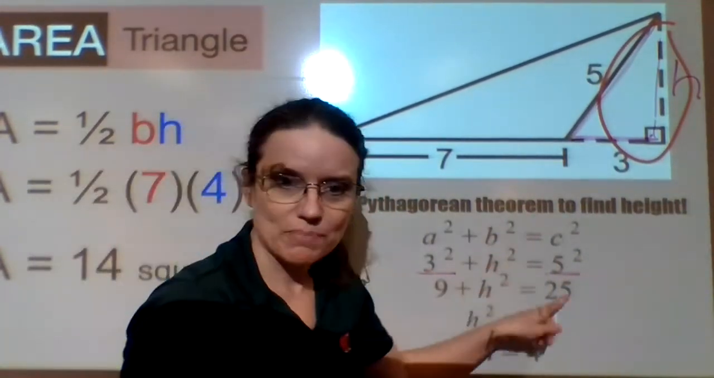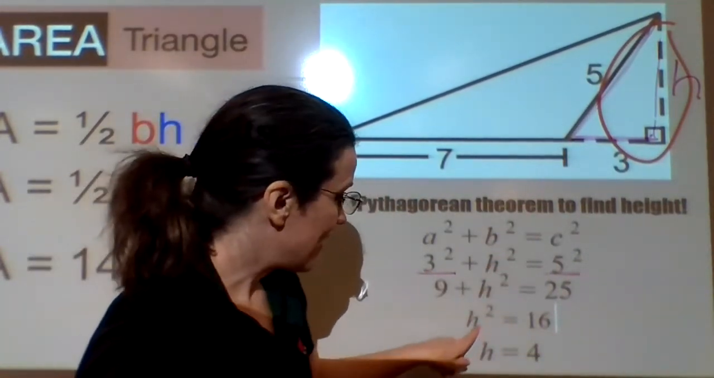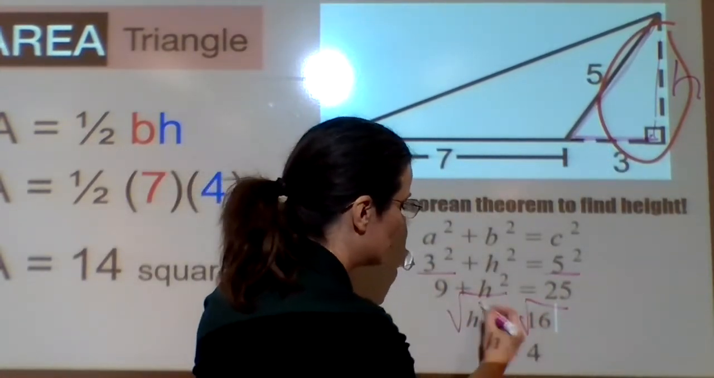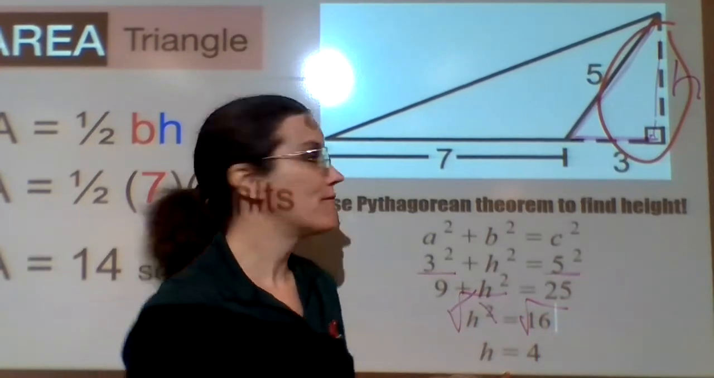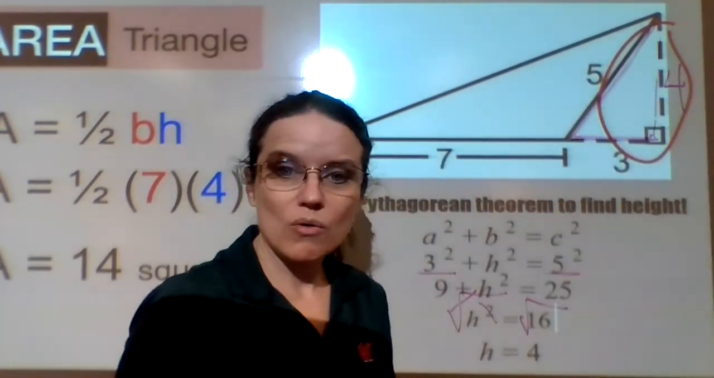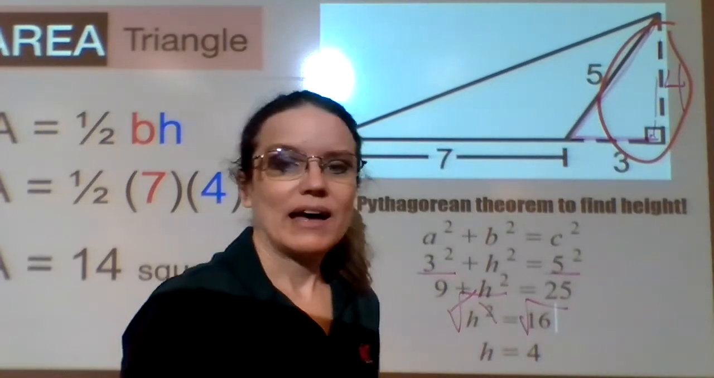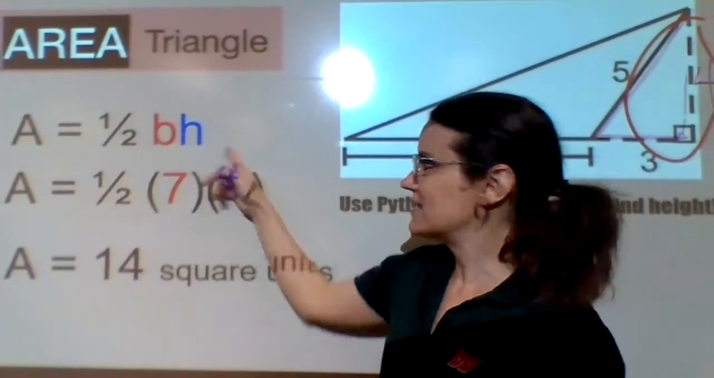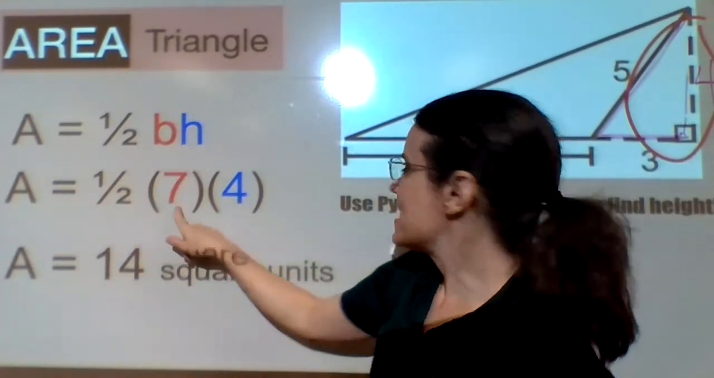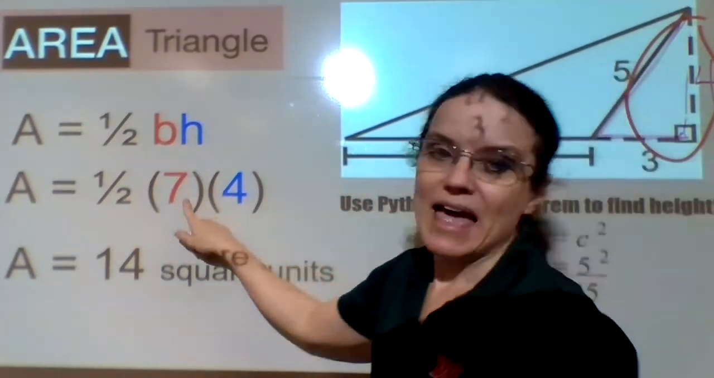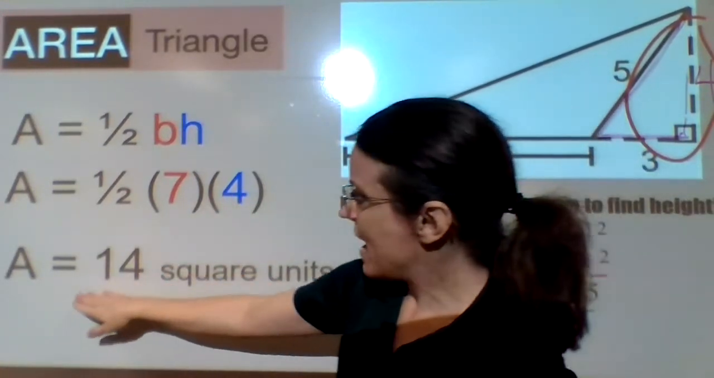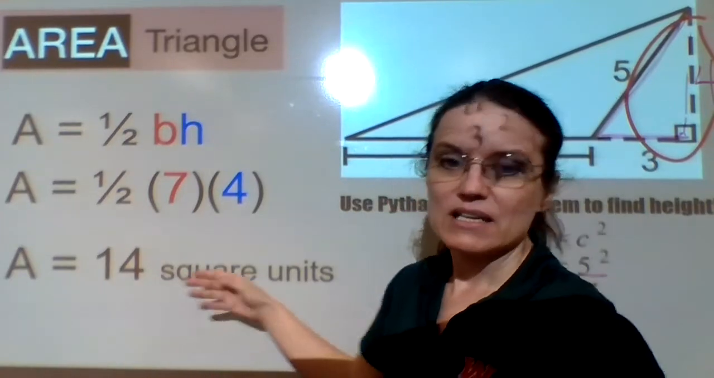And so algebra, algebra, algebra, I end up finding that this height squared is 16. I square root both sides, and my height is now 4. So I can come over here and say, great, now I know the height of that triangle. I did all that work just so I could plug it into this simple formula, 1/2 base times height. And so my base was this 7, and then I figured out that the height is 4, and so I know that the area is 14 square units.